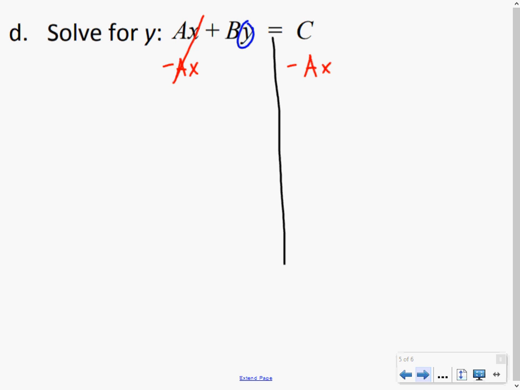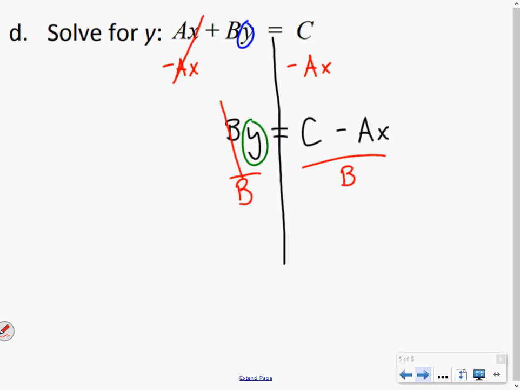On the left side, that leaves us with B times Y. And on the right side now, we have C minus A times X. So again, if we're trying to get Y by itself, we need to look at what's left on the left side that we don't want. Okay? We need to get rid of the B, which is multiplying Y. So we're going to divide both sides by B. Going to cancel here. And that gives us Y all by itself. Y is equal to C minus A times X. And then all of this is going to be divided by B.